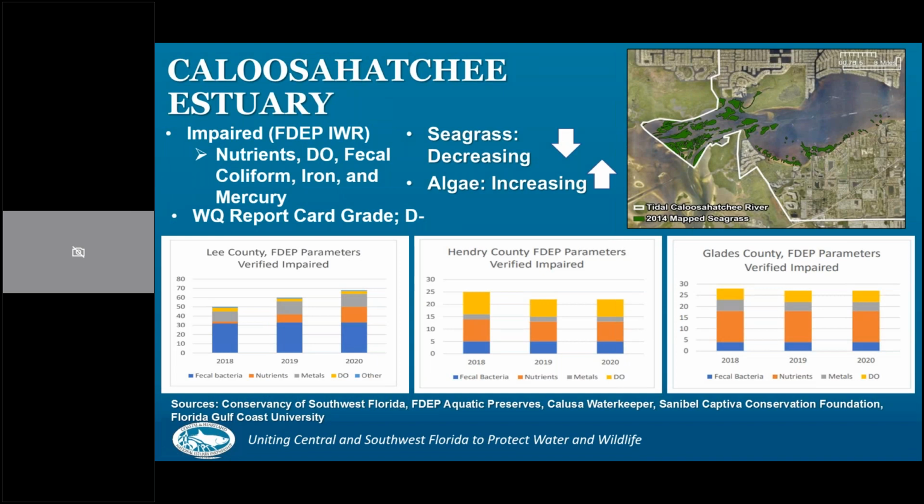So again, looking at the Caloosahatchee River Estuary, these are the 3 counties that surround the entire Caloosahatchee Estuary, going all the way up through the freshwater portions as well. And again, we see increased impairments, nutrients, and again, bacteria impairments, and it also has a low water quality grade overall.